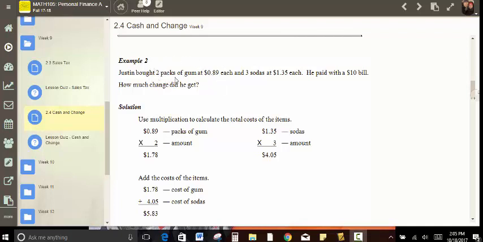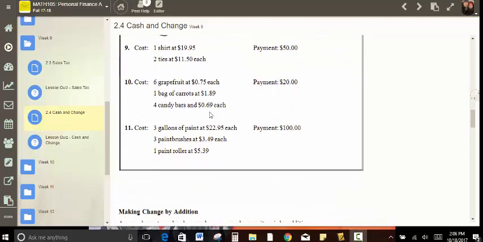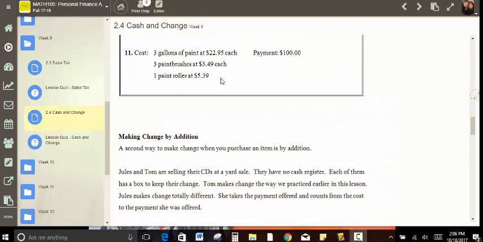If it says 2 packs of gum at 89 cents total, then obviously you're not going to multiply that by 2. But if it says 89 cents each, then you're going to make sure that you're multiplying that by 2. And then just make sure you're working through the questions here.